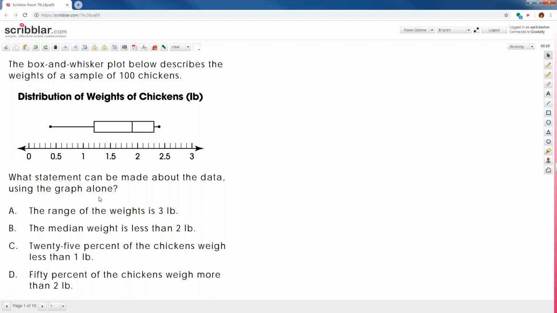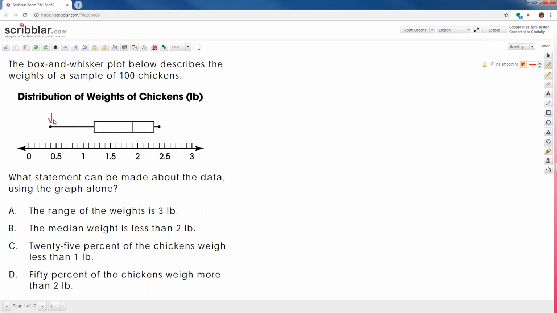So before we can even decide what statement, we need to know, well, what does this box and whisker plot mean? Yes, so we want to figure out what the box and whisker plot means. So we need to kind of pick it apart, and I'm going to tell you what each piece means from the box and whisker plot.